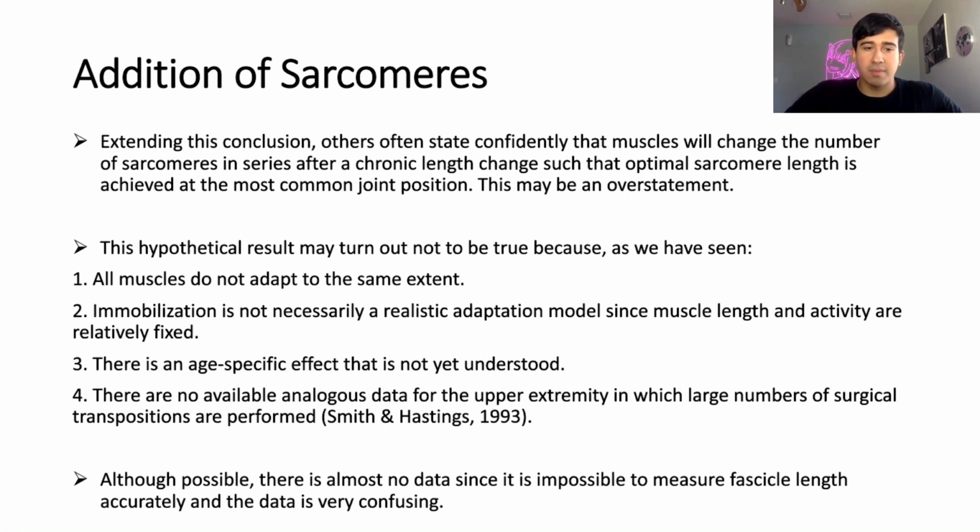This hypothetical result may turn out not to be true because of things we've seen, right? All muscles do not adapt to the same extent. Immobilization is not necessarily a realistic adaptation model since muscle length and activity are relatively fixed. There is an age-specific effect that is not yet fully understood, and there are no available analogous data for the upper extremity in which large numbers of surgical transpositions are performed. So although this phenomenon is possible, there is almost no data since it is impossible to measure fascicle length accurately, and the data that we do have is very confusing.